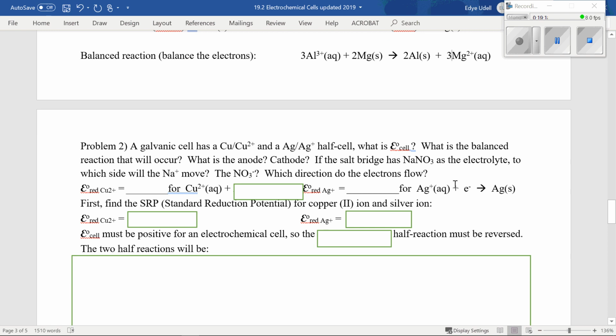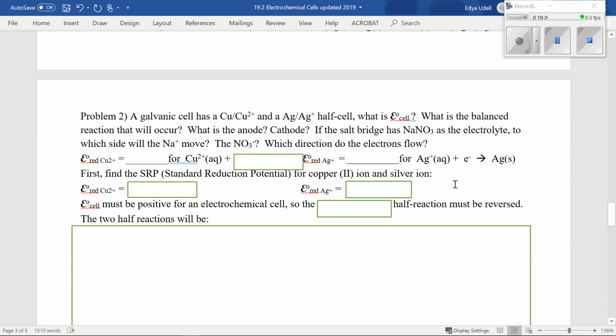Okay. Number 2, a galvanic cell has a copper-2 and a silver ion half cell. Find E0. What's the balanced reaction? What's the anode? What's the cathode? Lots of questions here. All right, so first you need to look up.